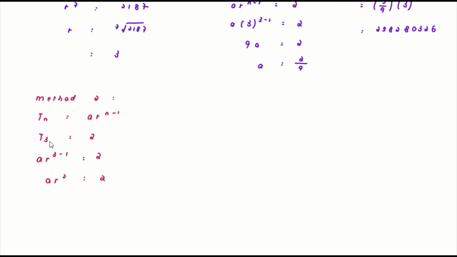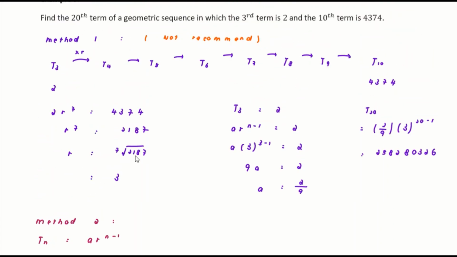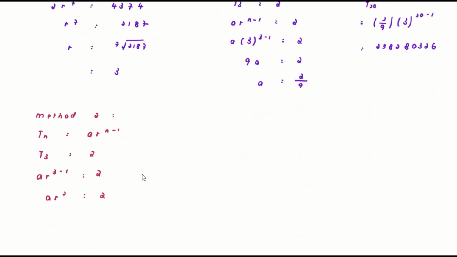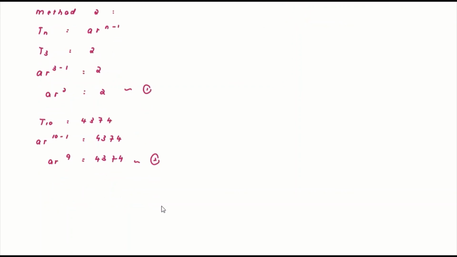I hope that you are following. Now the second information: the 10th term is 4374. Same thing, we build ar^(n-1) because we already know it's a GP. a we don't know, r we don't know, n minus 1 is 10 minus 1, equal to 4374. So now ar^9 equals 4374. I hope by this time you can see that this is basically a simultaneous equation and you should know how to solve this, right?